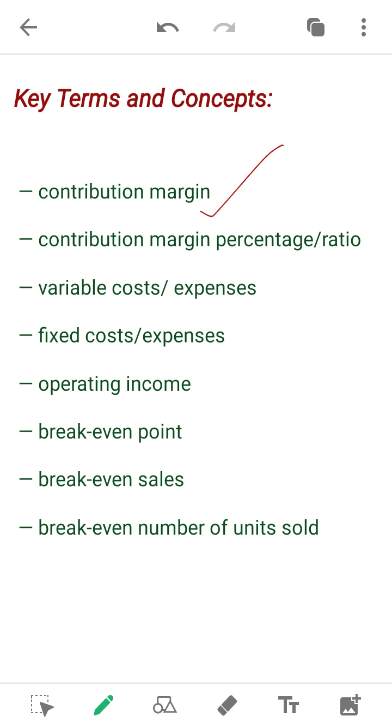First of all is the contribution margin. Second, contribution margin percentage or ratio. Variable cost or expense. Fixed cost. Operating income. Break-even point. Break-even sales. Break-even number of units sold. These concepts and key terms will help you to realize the chapter.